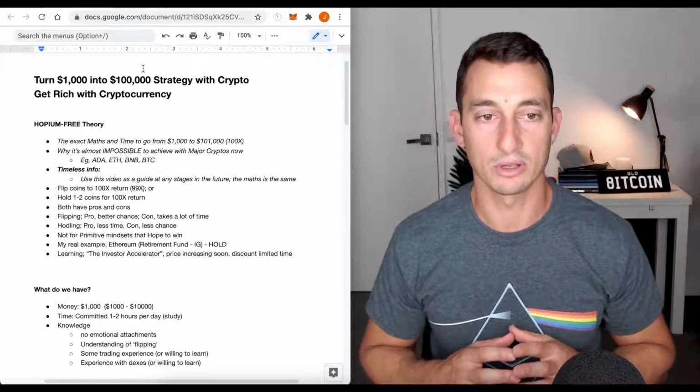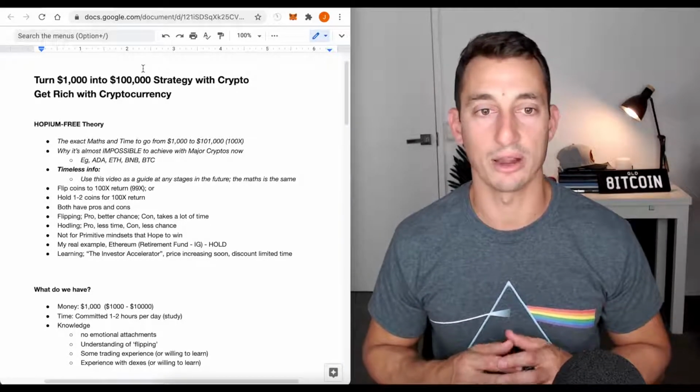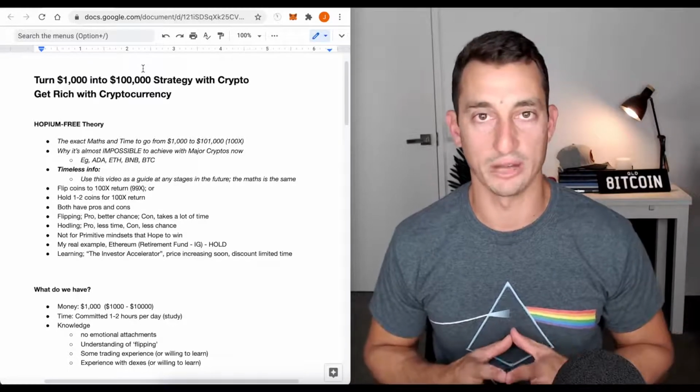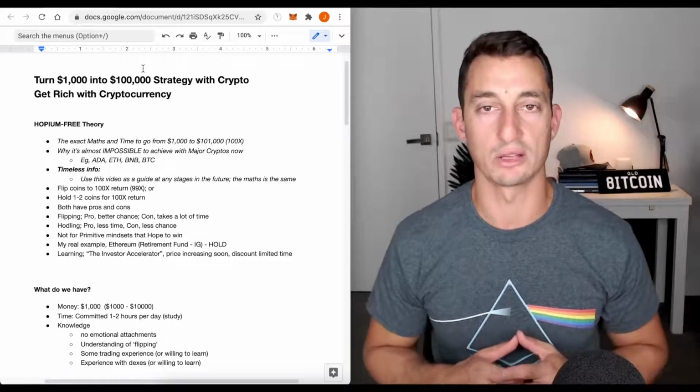All right. Looking here, we got a couple of options in our Hopium-free theory. We can flip coins to 100x our return, or we can hold one or two coins for the 100x return. They both have their pros and their cons.